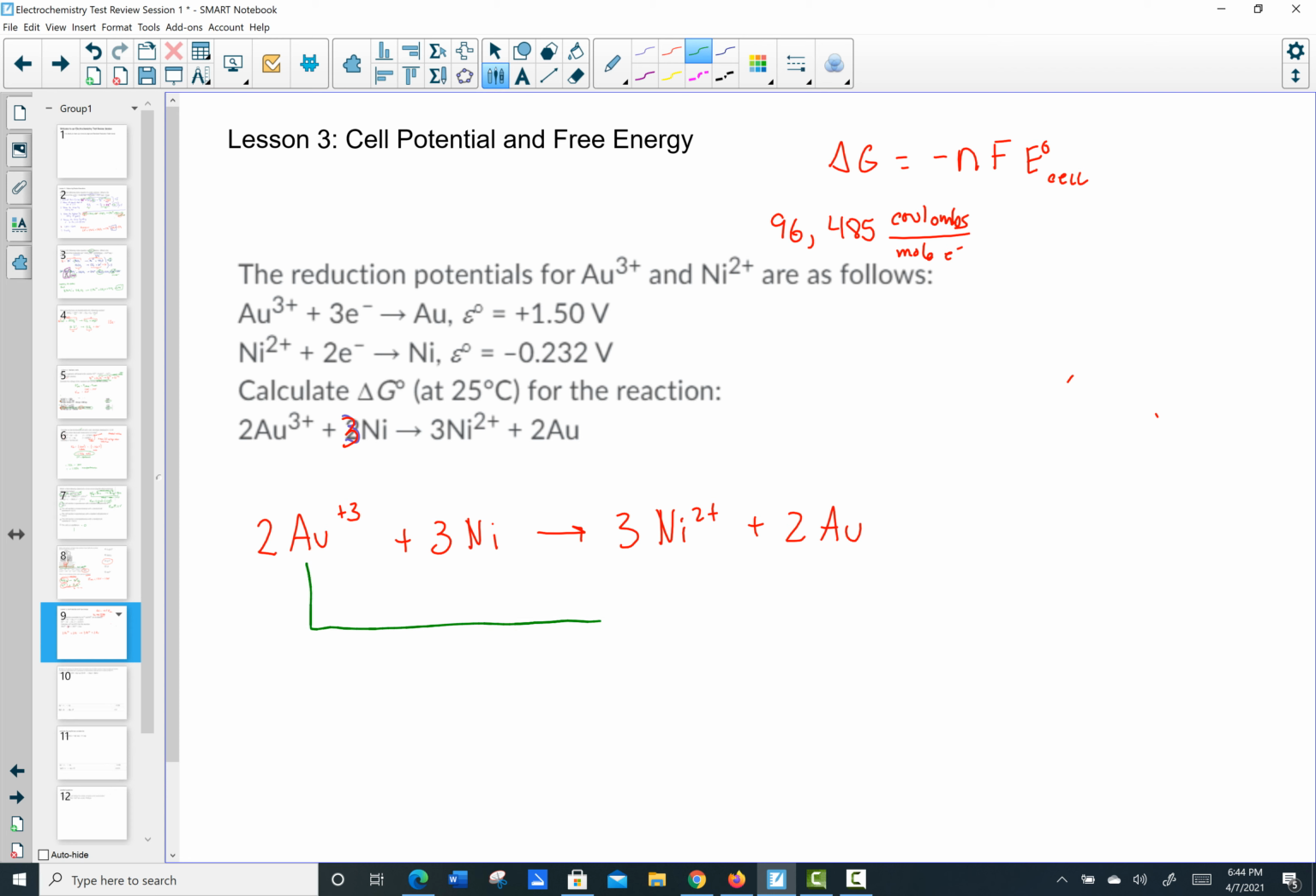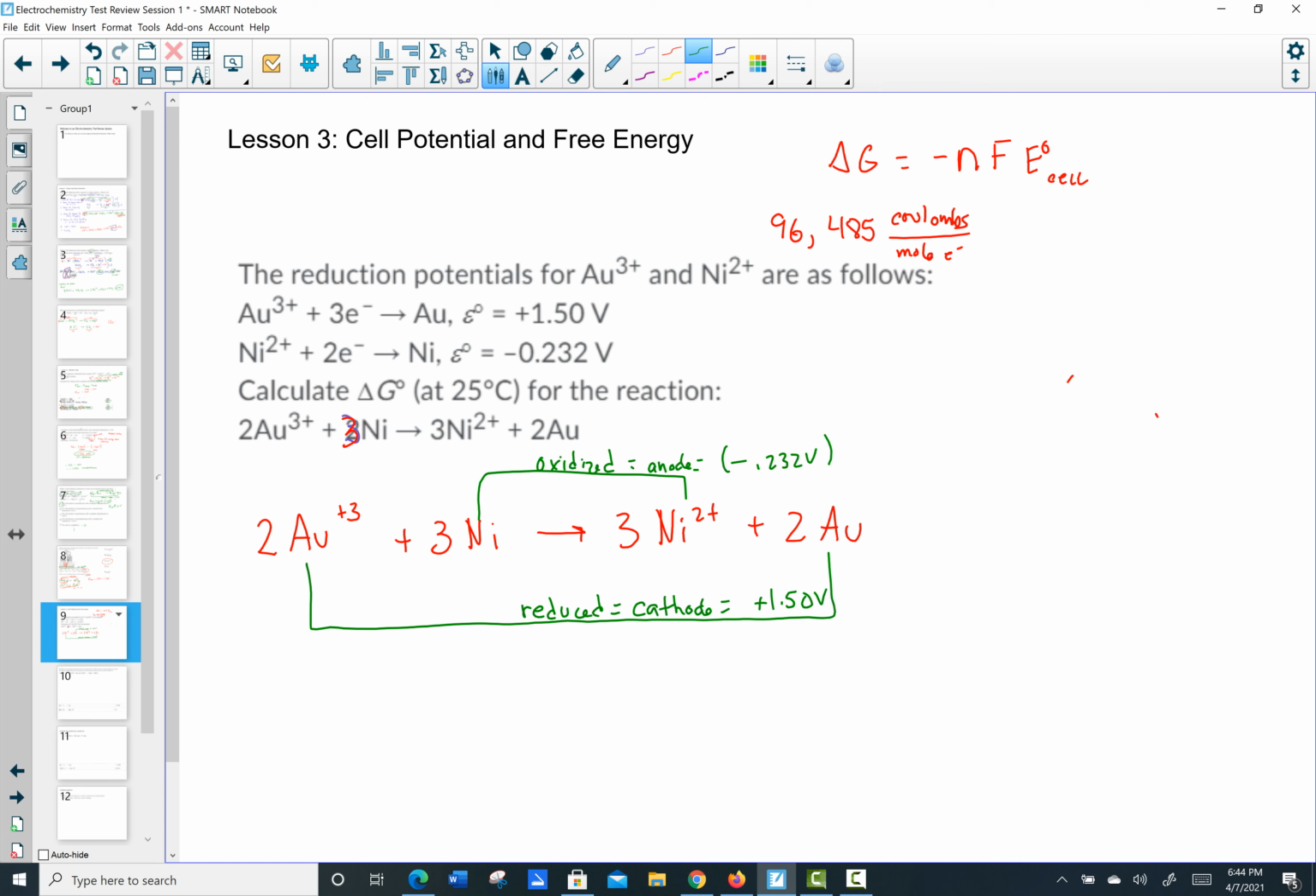Au starts as a +3, that's gold, and goes to a 0. It is being reduced. Reduction we know occurs at the cathode, and it has a value of positive 1.50 volts. Nickel is going from 0 to a +2. That is being oxidized, which occurs at the anode, which had a value of negative 0.232 volts.